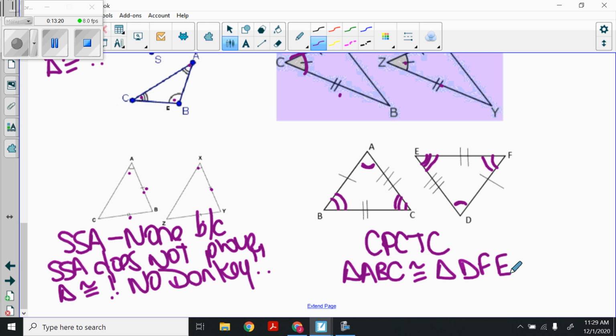All right, so that's our very first day looking at triangle congruence. The 5 properties that work, that prove triangles congruent, and the 2 properties that do not prove triangles congruent.